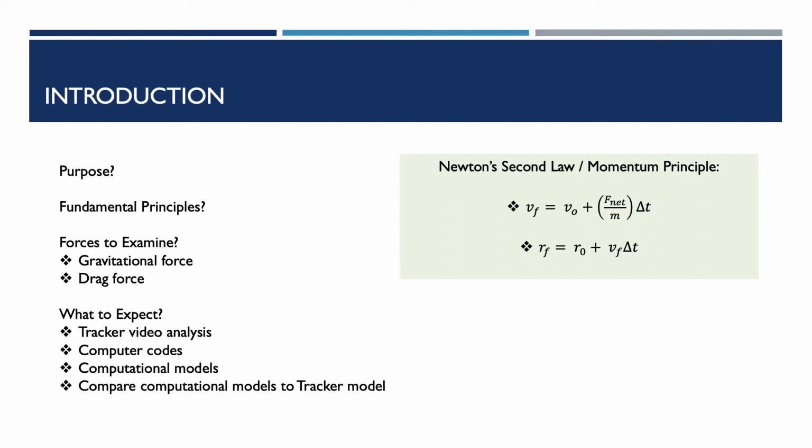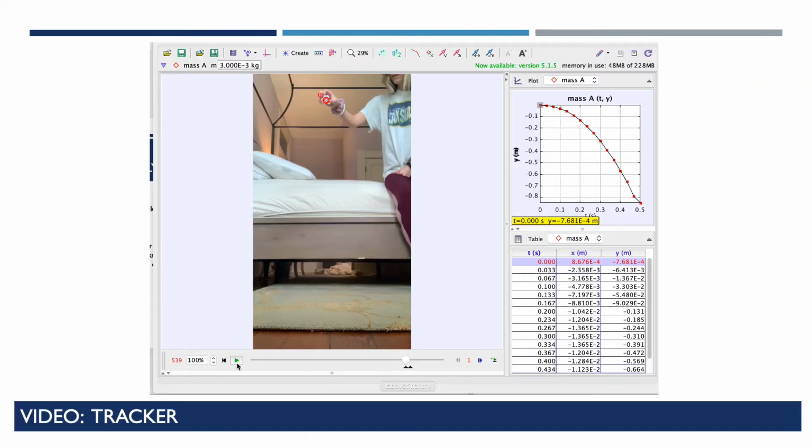Here is an outline of the steps taken throughout the lab. To begin the lab, I took a video of a crumpled piece of paper being dropped from rest. Before beginning the analysis, the diameter and mass of the ball were inserted into the program. The system was identified as the ball, and the coordinate axes were established with the negative y direction pointing down.